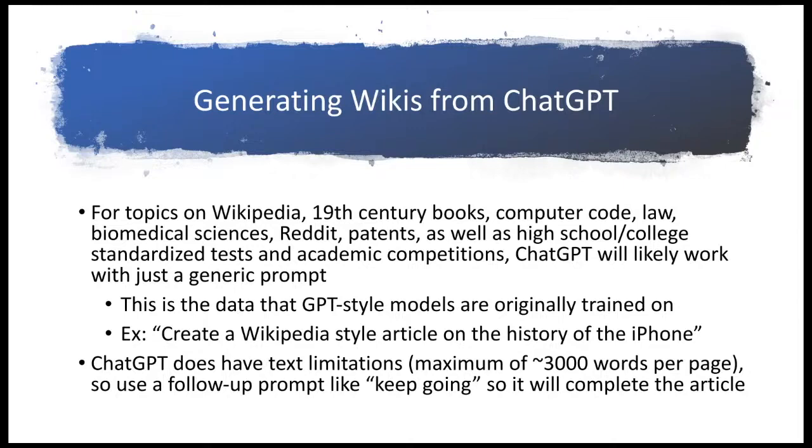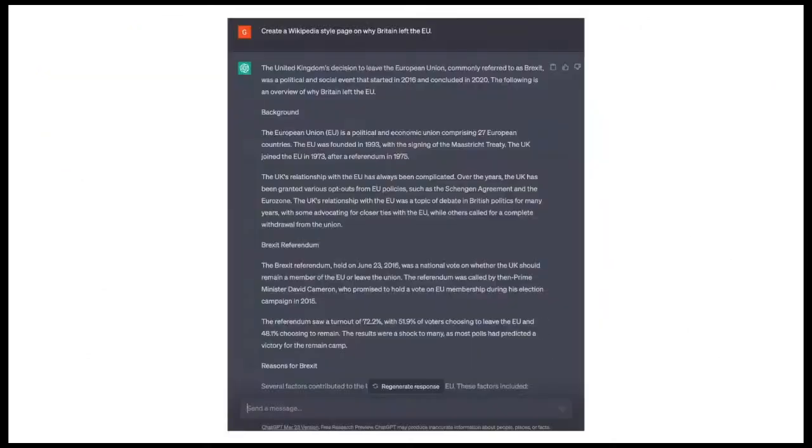What that means is that you'll be able to use relatively simple prompts in order to create wiki content. So I created an example: create a Wikipedia style article on the history of the iPhone. I used a different one when I actually decided to play around with ChatGPT.